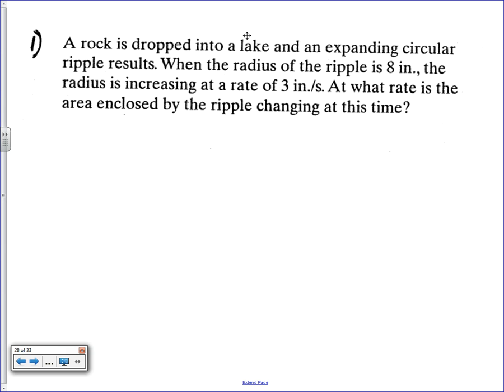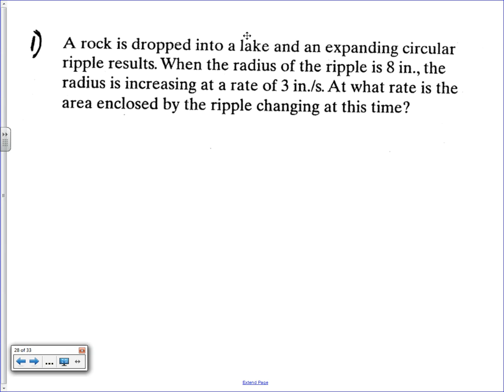Okay, so let's talk about this worksheet first, and then we'll get you started on your review, and your test will be tomorrow. So, number 1 was about the rock being dropped into the lake. I have a final answer of 48 pi inches squared per second. 48 pi is equivalent to 150.8 inches squared per second. So how's that one for everybody? Any issues? No? Okay, number 2.